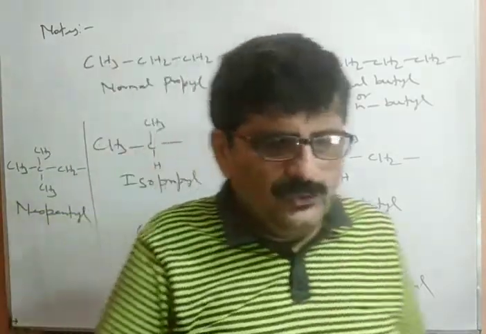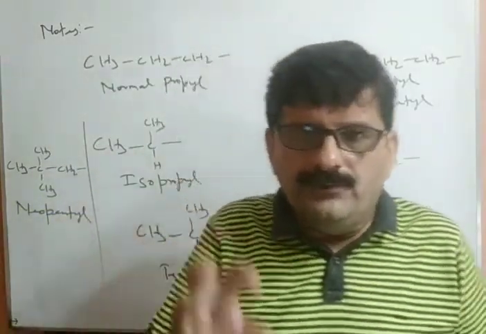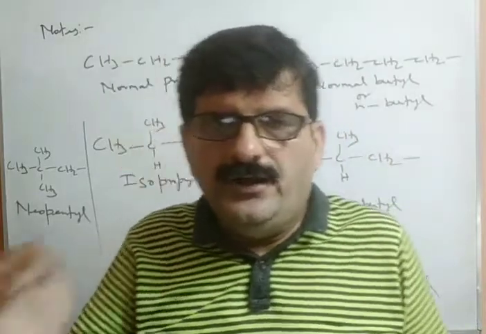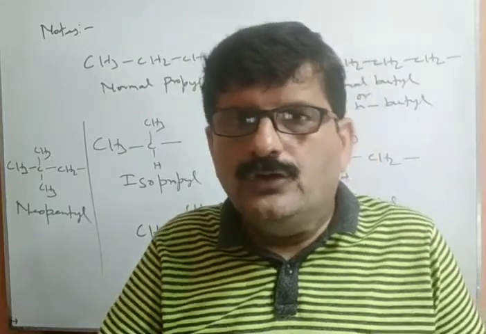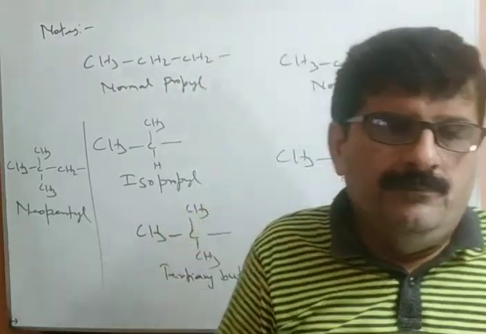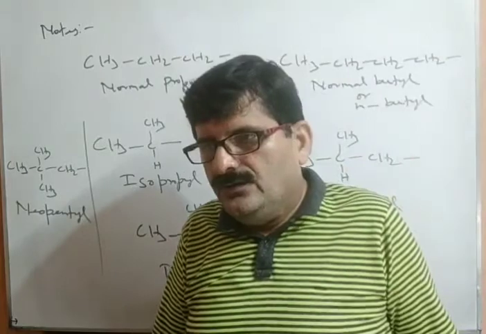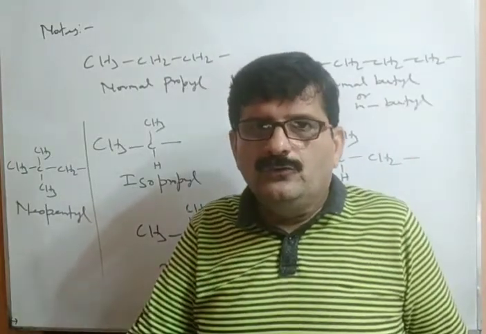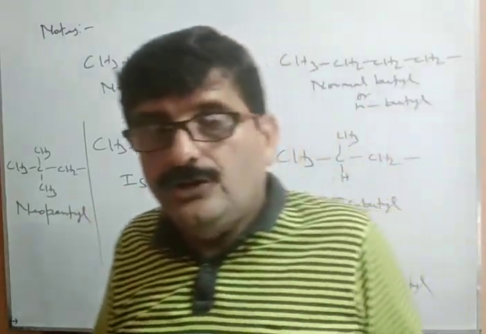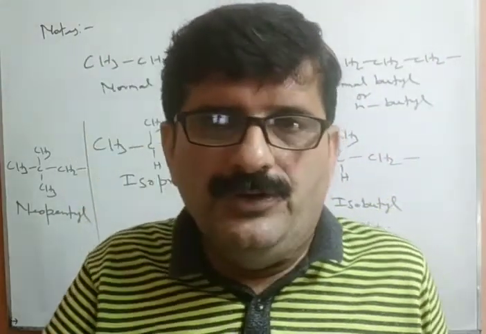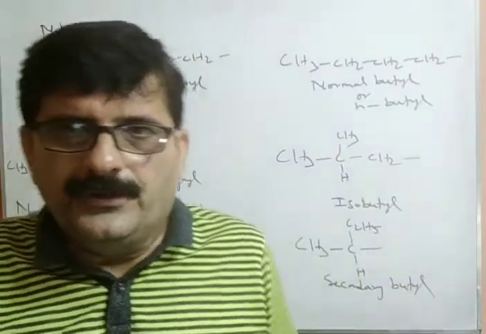Normal, iso, neo, primary, secondary and tertiary are generally used in common or you can say trivial names. But according to NCERT, in IUPAC names you can also use such types of prefixes. But they are generally used before the common names of organic compounds. Let us consider some examples of haloarenes.